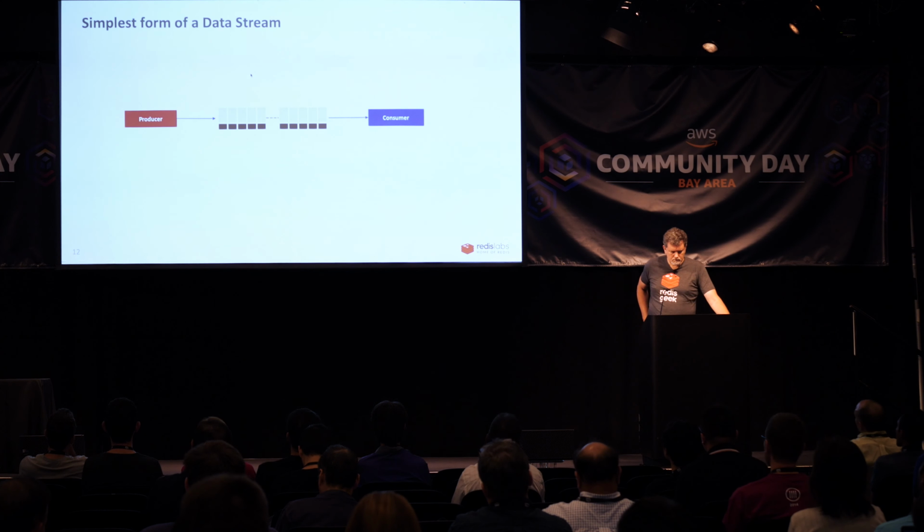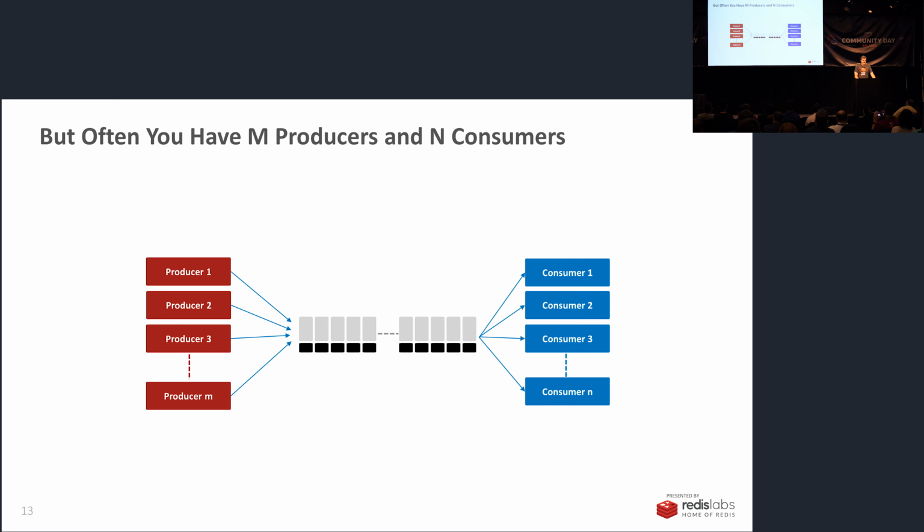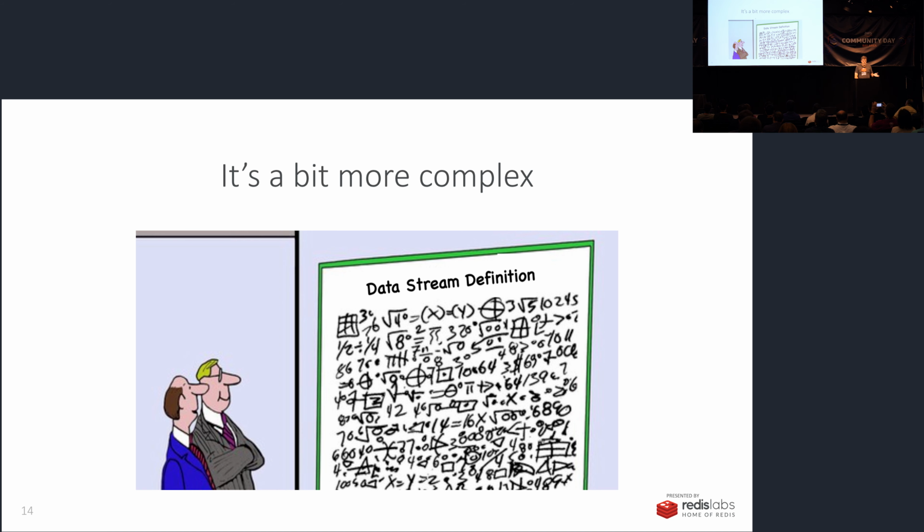How am I doing on time? All right, pretty good. So the simplest form of a stream would be where you have a producer. For example, like I said before, an order has been created and I want to update my inventory. You would simply add it to a stream data structure, and the change information, like the decrement of one or however many it is, will wait there until the consumer can receive it. And you can scale out, you can have many producers and many consumers. However, it's really not that easy. There's more to it than that.